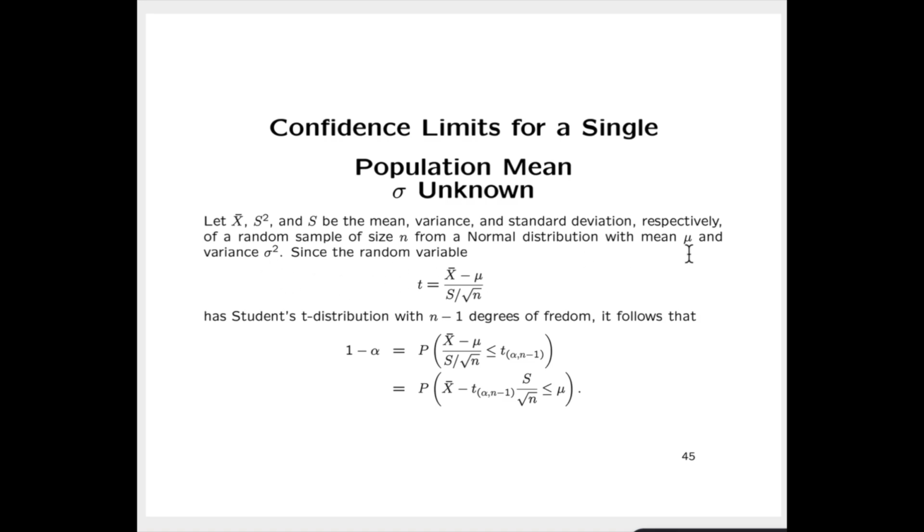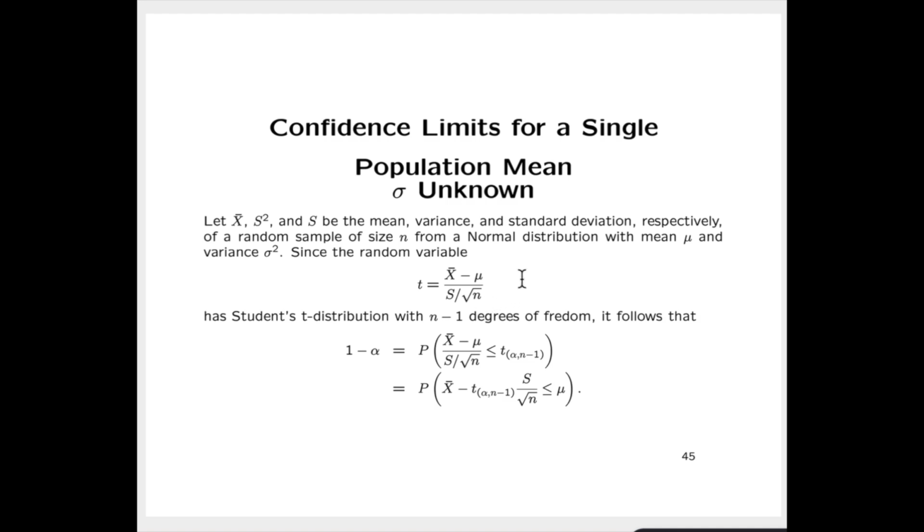Now, we're assuming that both mu and sigma squared are unknown, and so in order to make inferences about mu, with sigma squared being unknown, we'll have to estimate sigma squared, and that's going to cause us to use the t-distribution as we did in the case of hypothesis testing. The random variable t is a studentized version of x bar: x bar minus mu, divided by the estimated standard error of x bar, the sample standard deviation divided by the square root of the sample size.